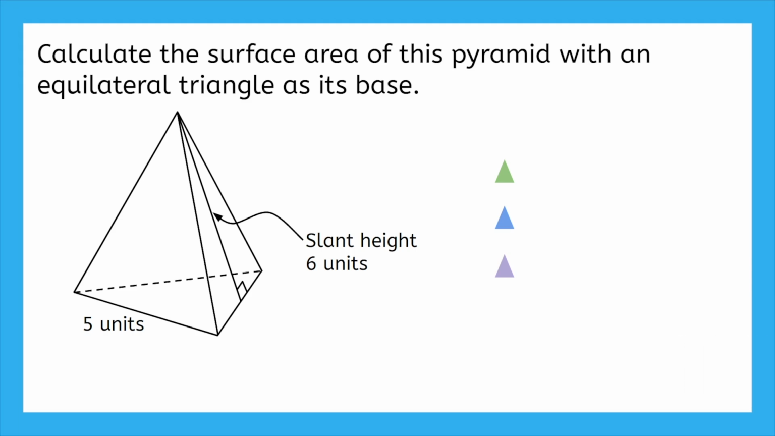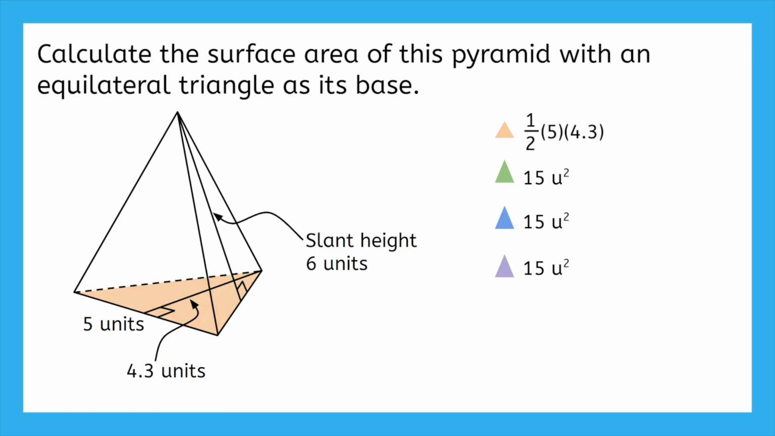Any of these non-base faces has dimensions of 5 units and 6 units, giving them an area of 15 square units. And for the equilateral triangle base, we have dimensions of 5 units and... Wait, what's the height of this triangle? Ah, there it is, 4.3 units. Using these in the area formula gives us a base area of 10.75 square units. Combining all these areas together gets us 55.75 square units as the total surface area.